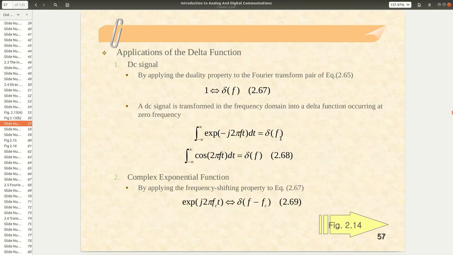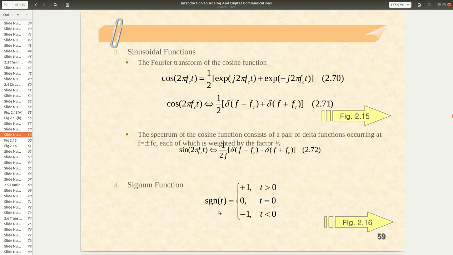Now let's see the application. If you have a delta in the frequency domain, because of the duality property of the Fourier transform, you will get one in the time domain. And if you make some shifting in the frequency domain, you will get multiplication by an exponential. This is the same property of the Fourier transform: frequency shifting gives an exponential multiplied by one.